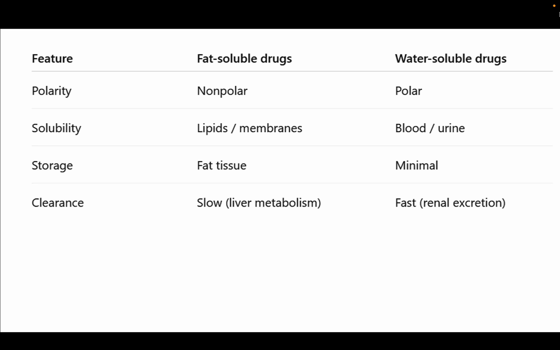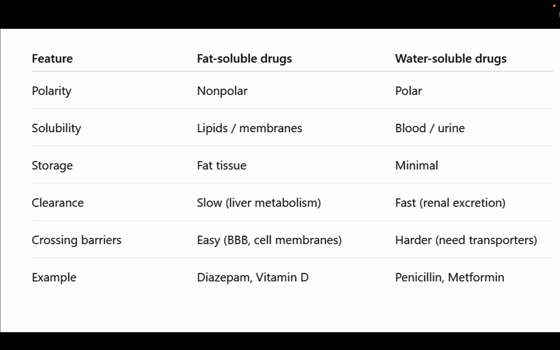Water-soluble drugs, on the other hand, are already part of the blood and the urine, and this is just kind of on the highways of our biology already, not stuck in the warehouses. And because of this, the clearance of these drugs is pretty quick.